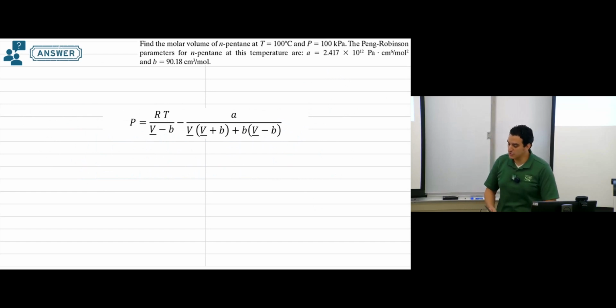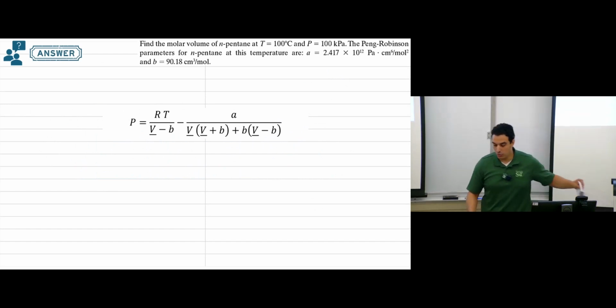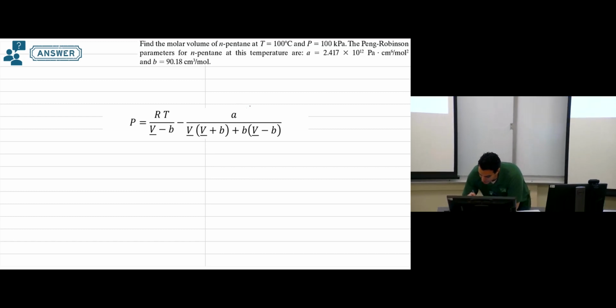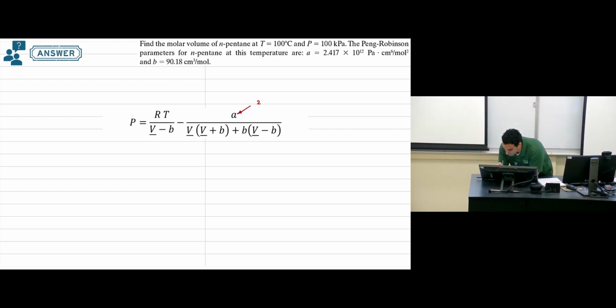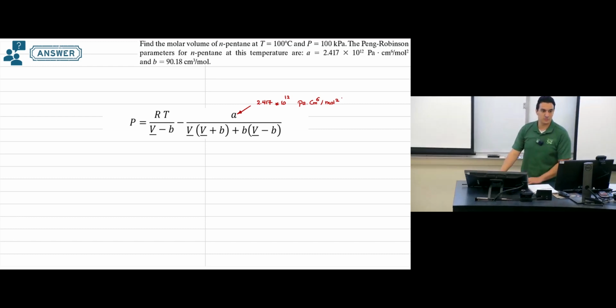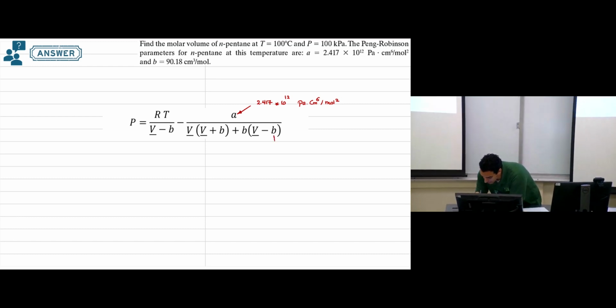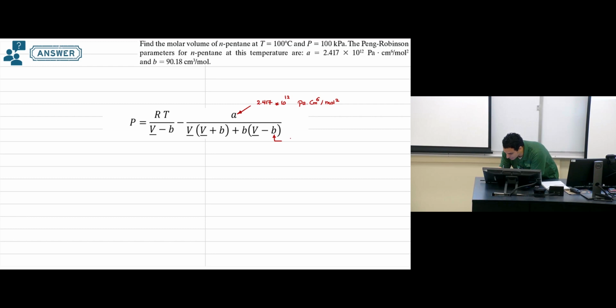So how can we solve this one? This is the Peng-Robinson equation, the general form of it. What are the parameters we have? A is given. This is the value of A, 2.417 times 10 to the power 12 Pascal centimeter to the power 6 divided by mole square. This is the first given we have. We have B, the second parameter. This one is 90.18 centimeter cube per mole.